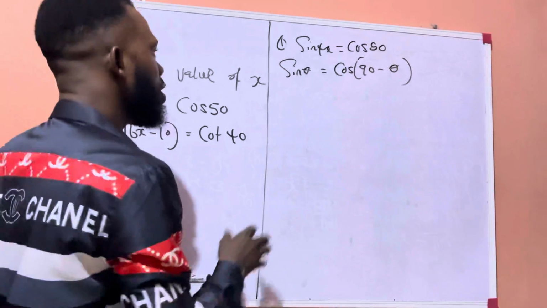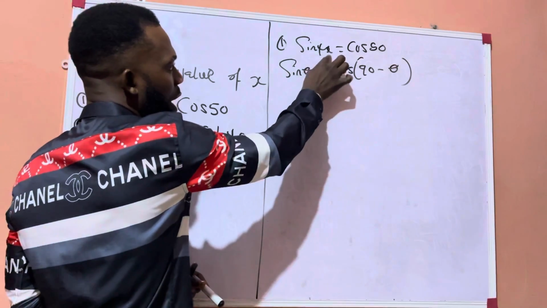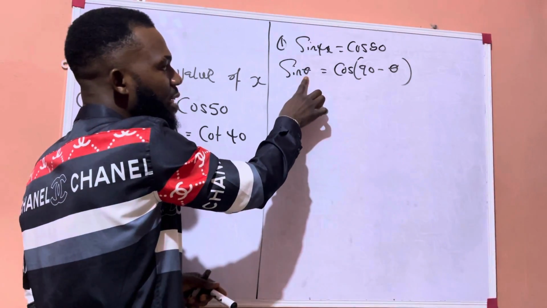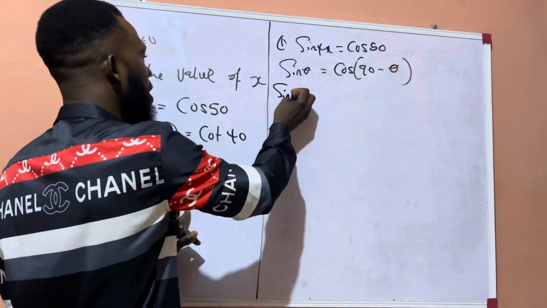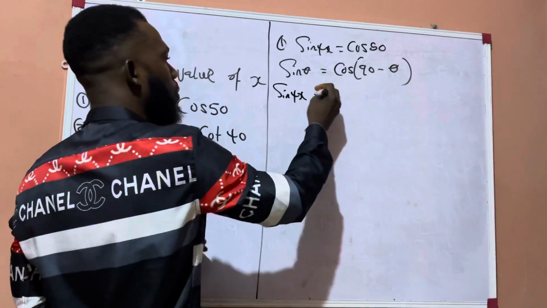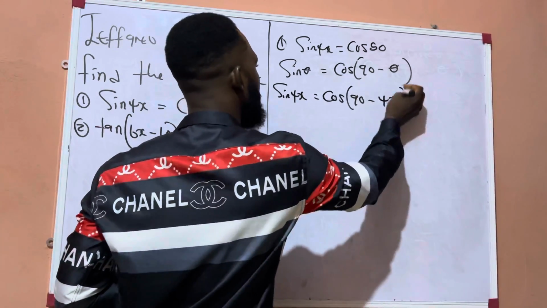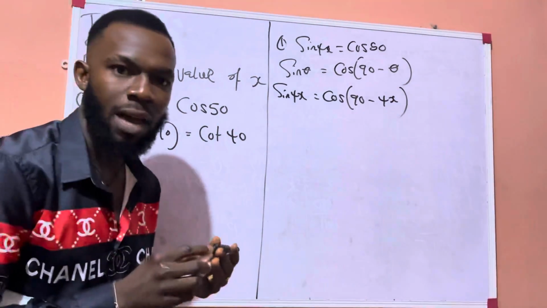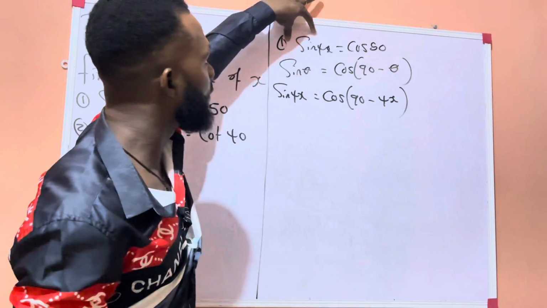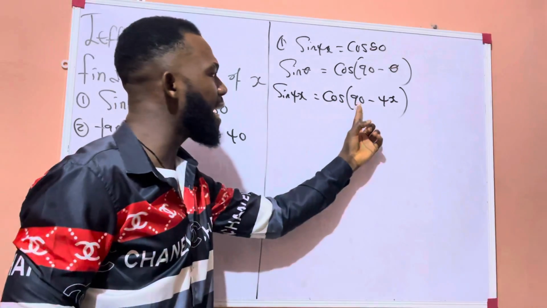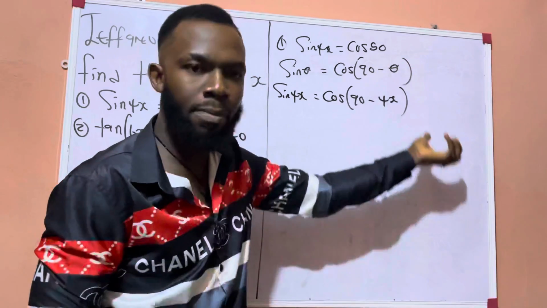How can we do that? Following exactly how the formula looks, sine is with 4x, so sine here is theta. It means in this question theta is equal to 4x. So we have sine 4x is equal to, following this formula, cos of 90 minus theta, which is 4x. What does that mean? When you come back to the original question, anywhere you see sine 4x, you are going to write cos of 90 minus 4x.